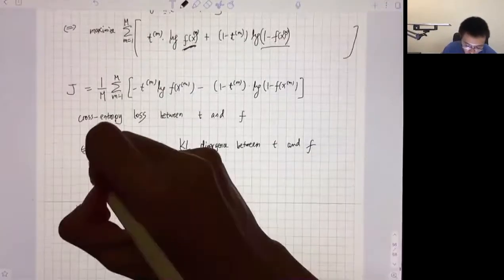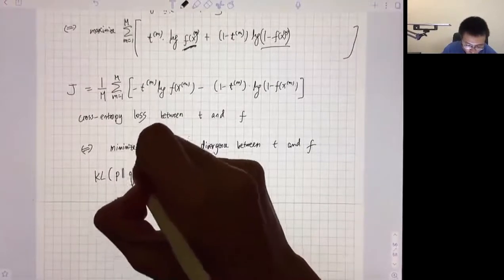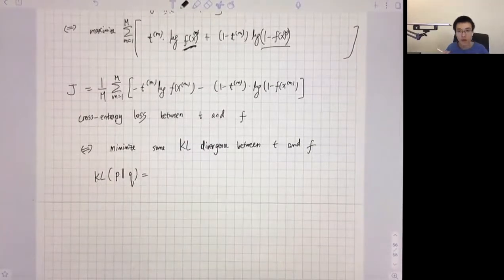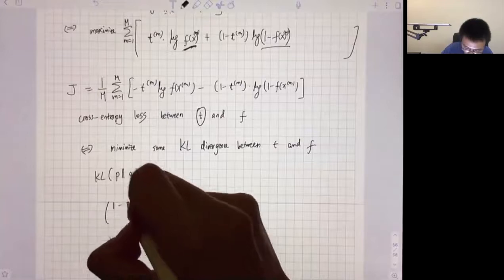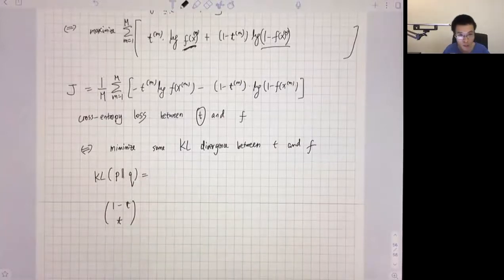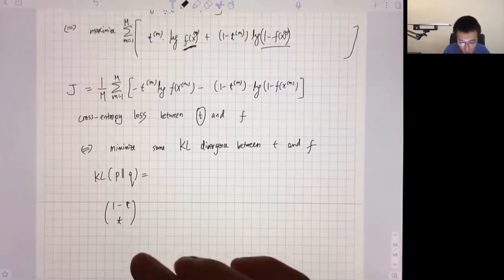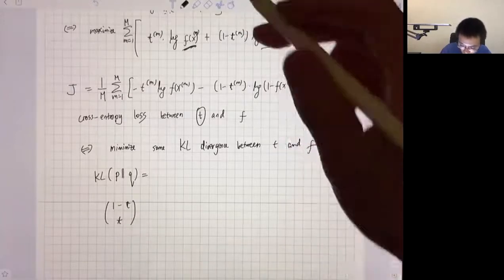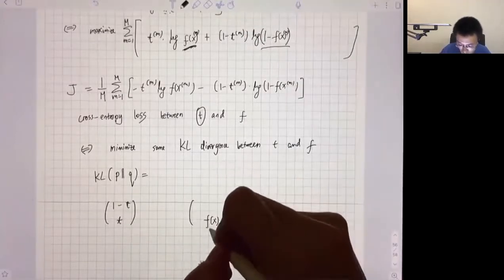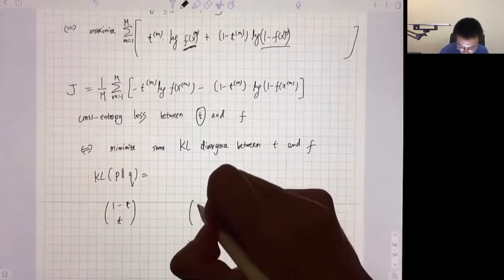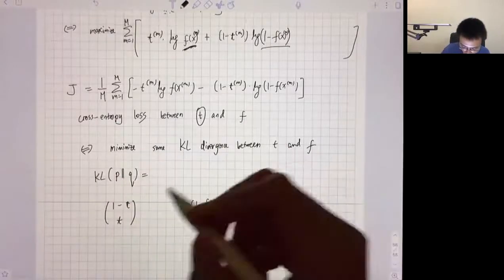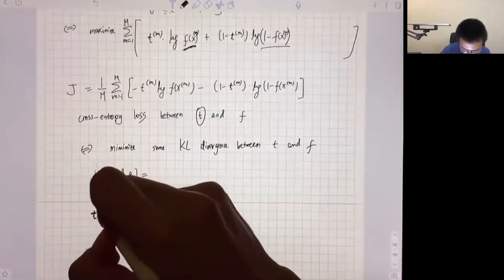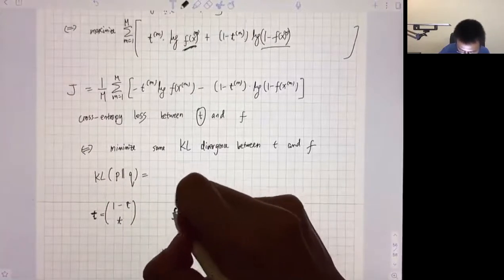The KL divergence between two probabilities is a measure of how different two probabilities are. You know the T, and you can say it's 1 minus T and T. So this is a probability distribution, right? It satisfies the Kolmogorov axioms, so it's a probability distribution. And then I can say f of x is my soft target, which is a probability, then 1 minus f of x. This is also a probability distribution. So this is the T distribution, and this is the F distribution.